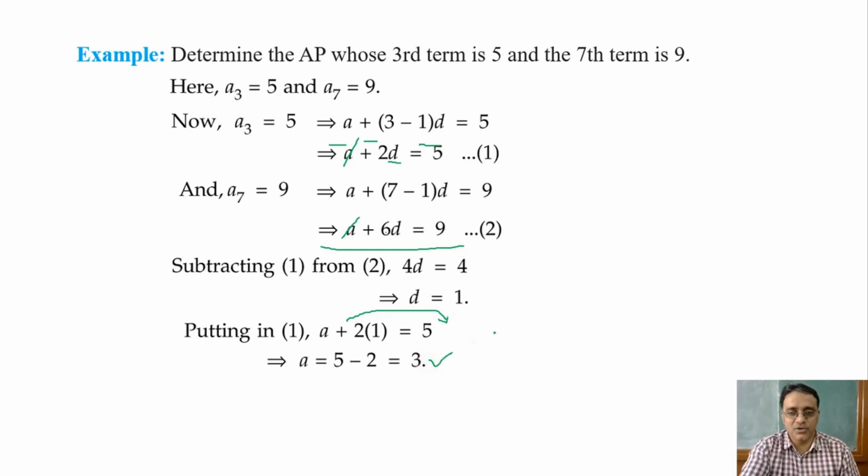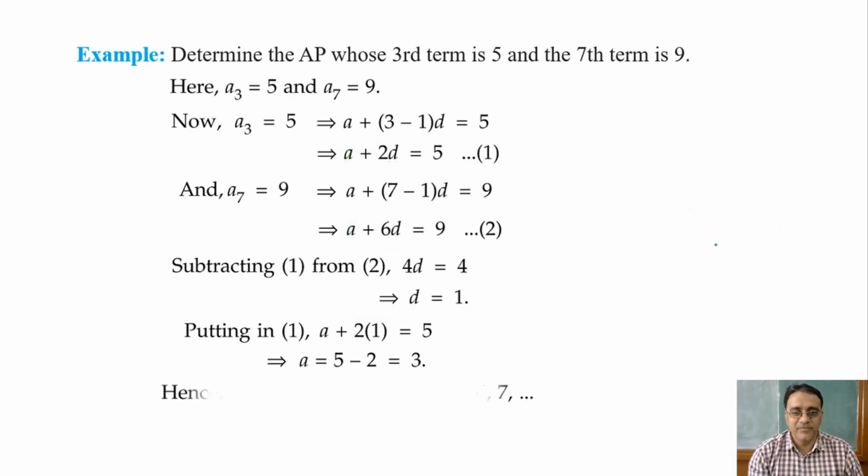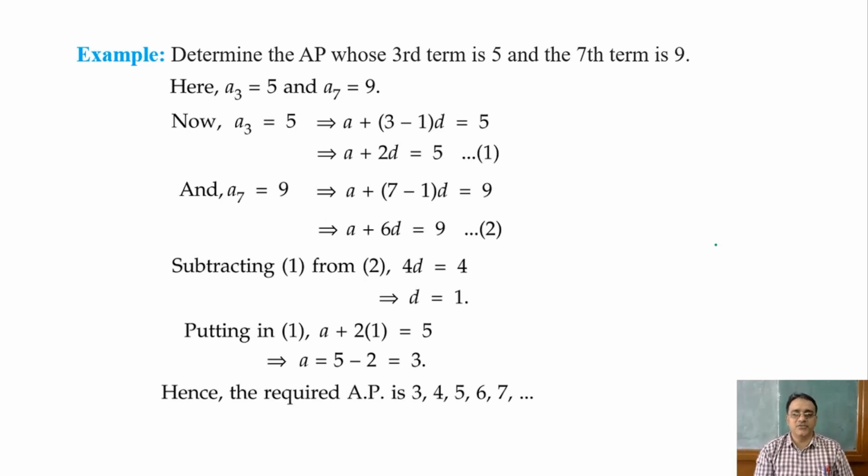Okay. So the first term is 3. What is the second term? 3 plus 1, that is 4. Next plus 1, 5. Next 6. Next 7. Okay, there is no need to show this, we can write directly. Hence the required AP is 3, 4, 5, 6, 7, and so on. Okay. So any doubt here?